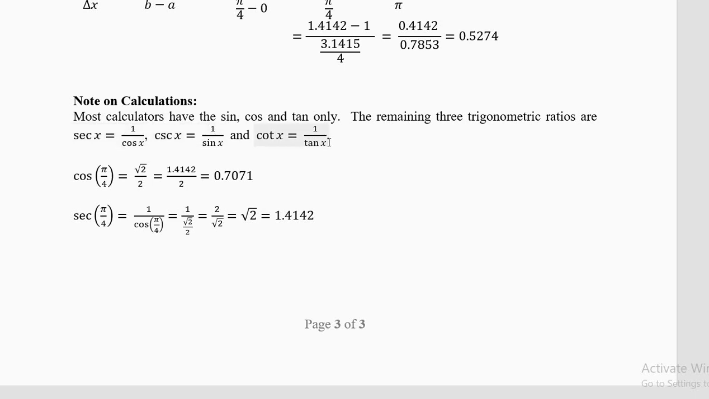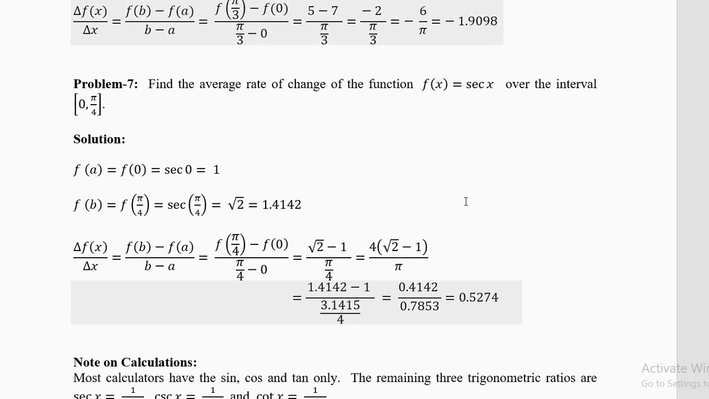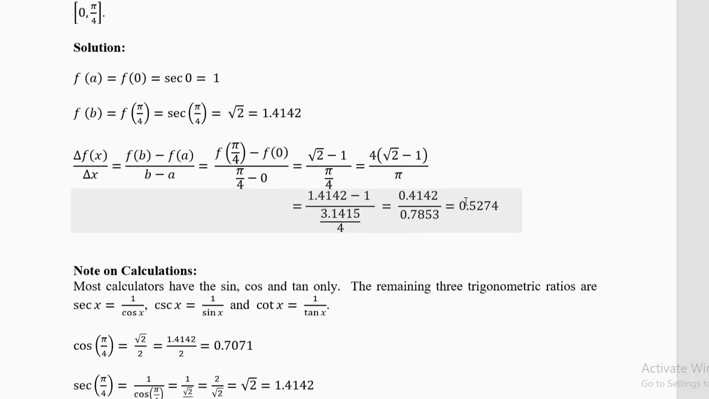Please remember these things. Your calculator will have sine, cosine and tangent, but it will not have secant x. Secant x is 1 by cos x. Cosecant x is 1 by sin x. Cot x is 1 by tan x. That's all you have to remember about the trigonometry.